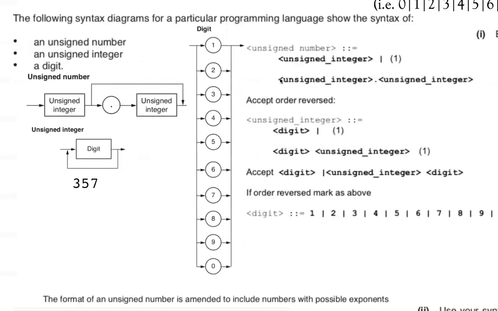Let's look at the unsigned number first. As mentioned before, this is the defined-by symbol. So it has been established that for an unsigned number, you can either have a whole number, an unsigned integer, or a real number, in which case you have an unsigned integer followed by another unsigned integer. Now, these three statements are written on separate lines. That's not important. You don't have to write them on separate lines. You can write this right next to it, like we did over here.